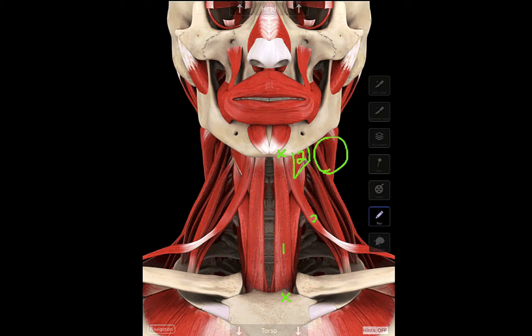Number three is this really long one coming down here, going all the way back to the scapula. And number four is here, and I'll trace it up like this, down. It is also near the thyroid gland.